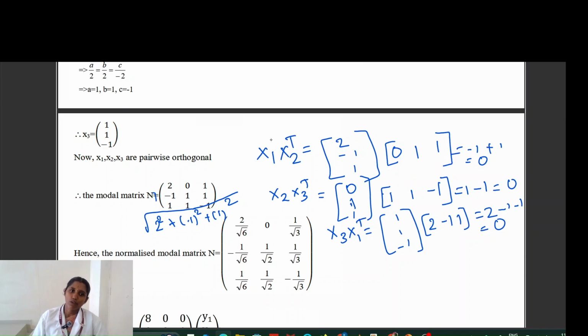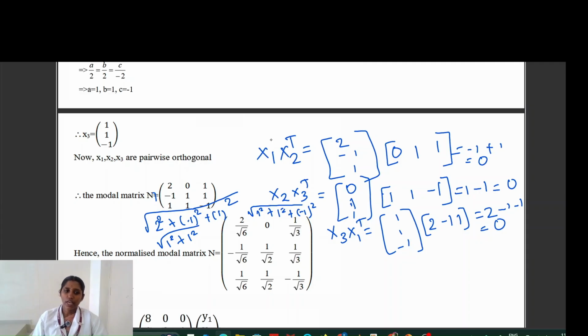Second one, minus 1 divided by the square root of the sum of squares of the column vector values, that is 2, minus 1, 1. Therefore, minus 1 by root 6. Similarly, 1 by root 6. Next, the second vector: first 0. So 0 divided by anything is 0. Next one, 1 divided by root of 0 square plus 1 square plus 1 square, which is 2, so root 2, again 1 by root 2. Third vector: 1 divided by root of 1 square plus 1 square plus minus 1 whole square, so 3, root 3. So 1 by root 3, 1 by root 3, minus 1 by root 3. We find the normalized matrix N.